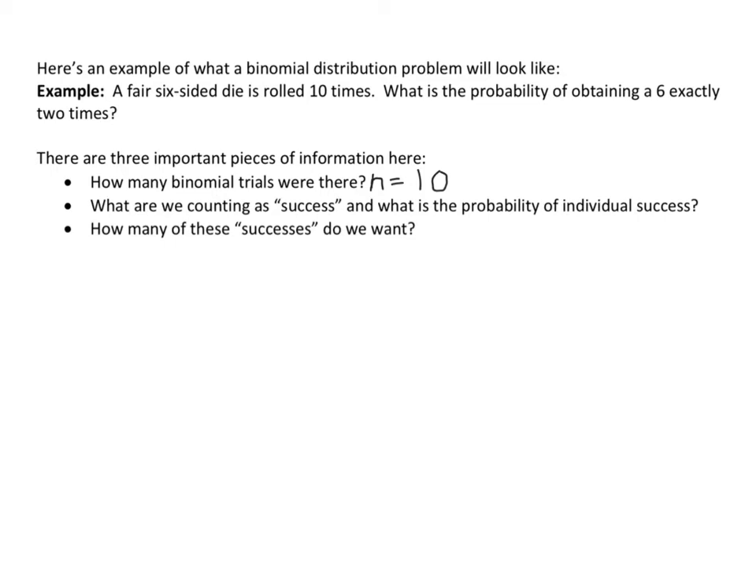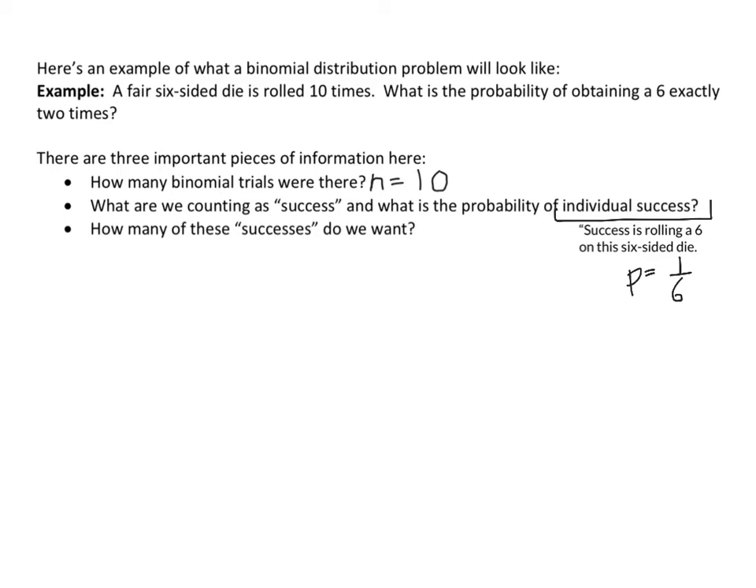Next, what are we counting as a success, and what is the probability of individually getting that success? What we're considering a success here is rolling a 6. So what is the probability of individual success? Not the probability of getting 2 of them, but just the probability of getting a 6 on this fair 6-sided die. You hopefully recognize this is 1/6. We're generally going to call that p. So p, the probability of getting a 6, is 1/6.